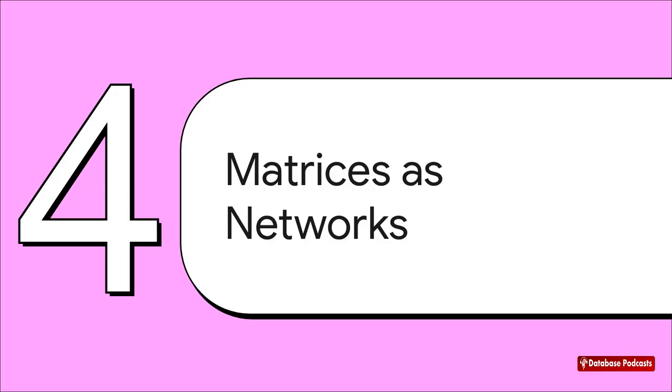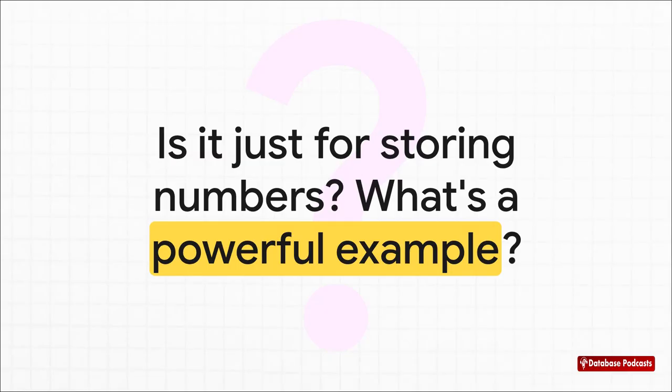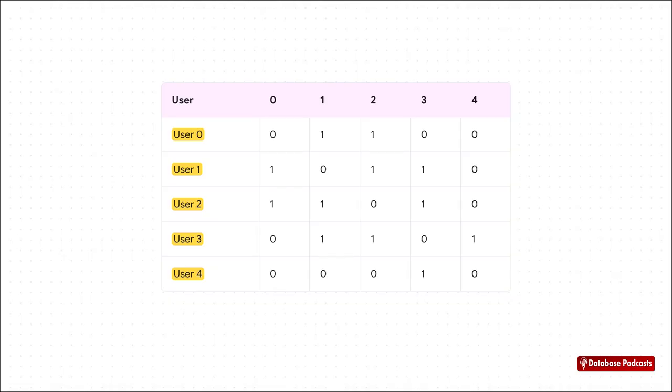But again, this isn't just a fancy new way to store numbers. Turning our data into a matrix unlocks some seriously powerful ways to see the hidden patterns and relationships inside the data. Right, so what's the practical application here? What does this actually let us do? Let's look at a really solid example where thinking in matrices just blows thinking in rows and columns out of the water. Okay, so what you're looking at here is called an adjacency matrix.